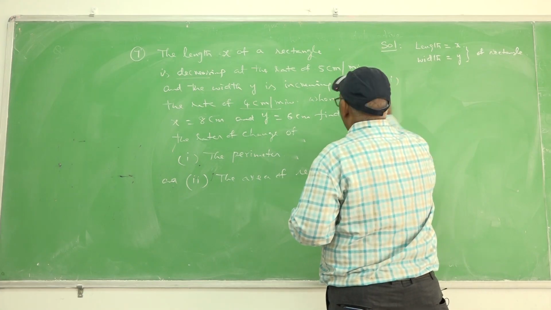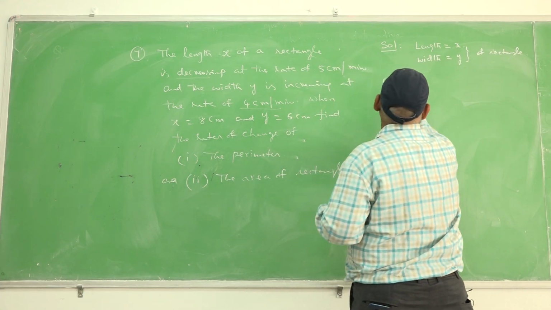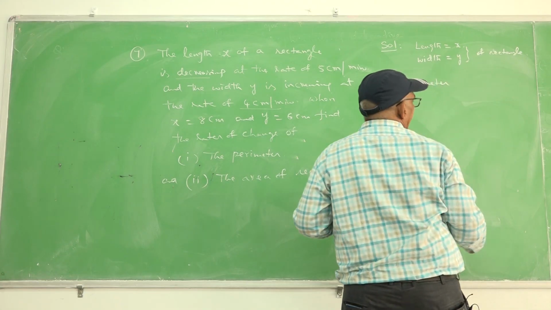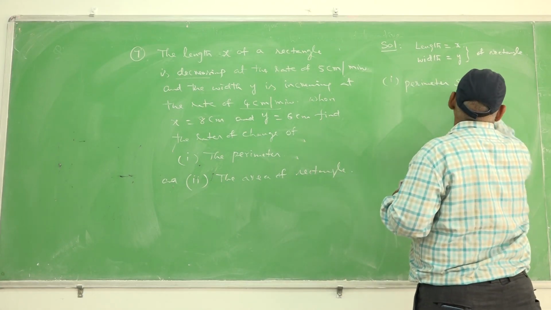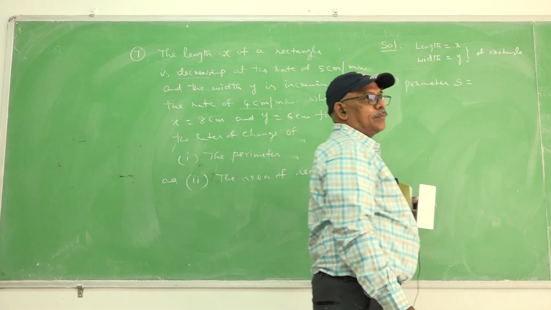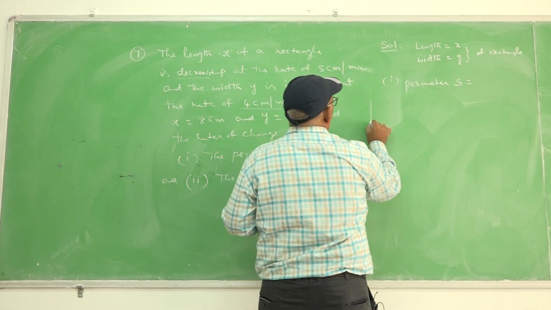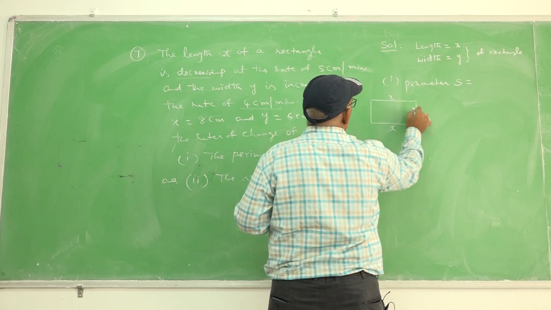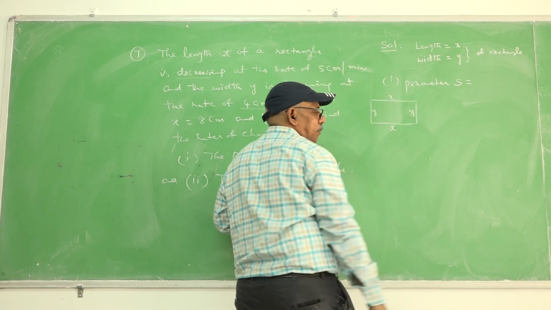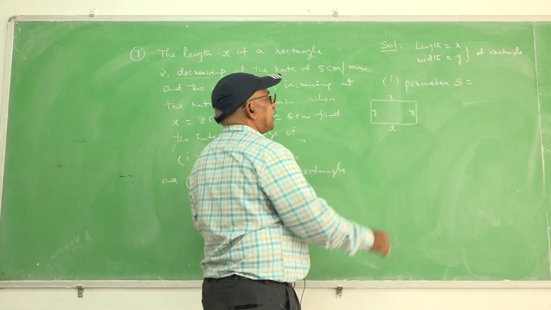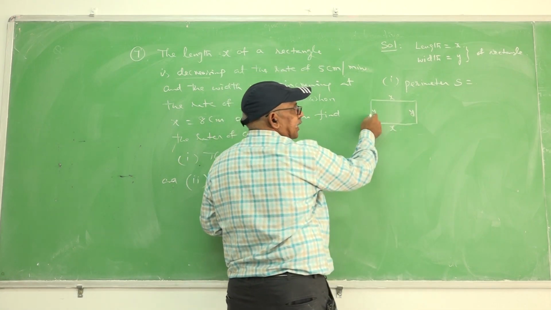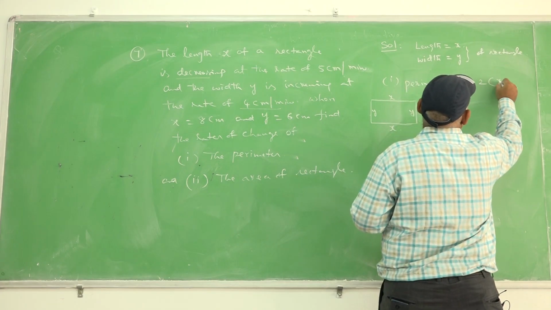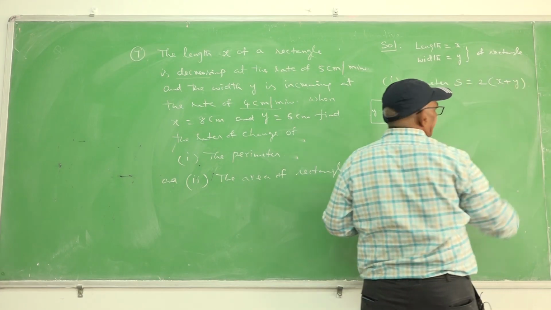Now at first consider the perimeter. Let us suppose that perimeter is S. Perimeter of the rectangle is twice of x plus y, because x plus y plus x plus y, 2 into x plus y, twice of x plus y.